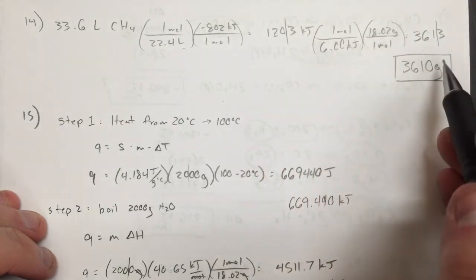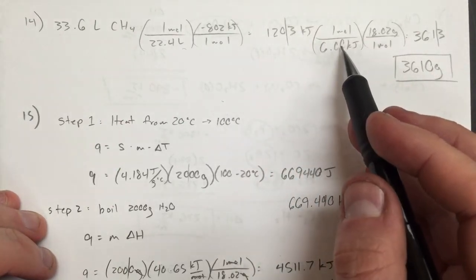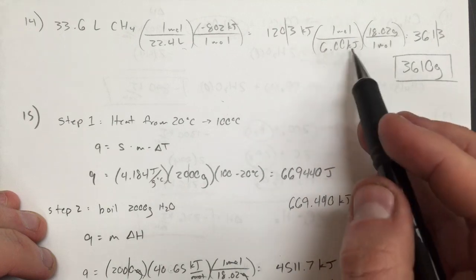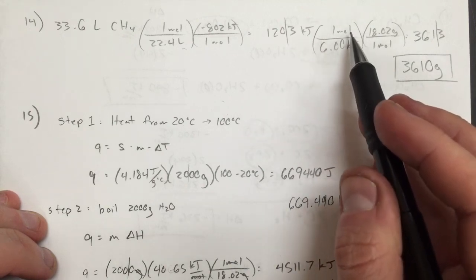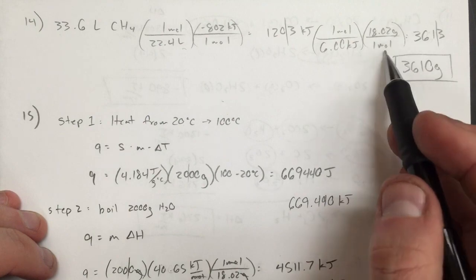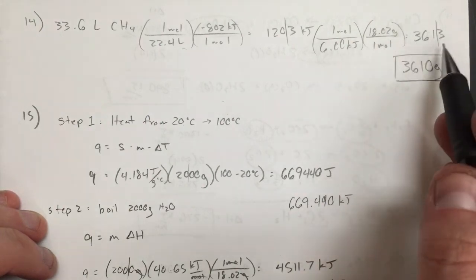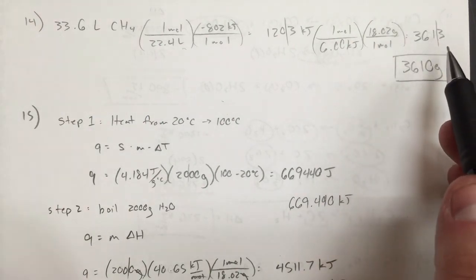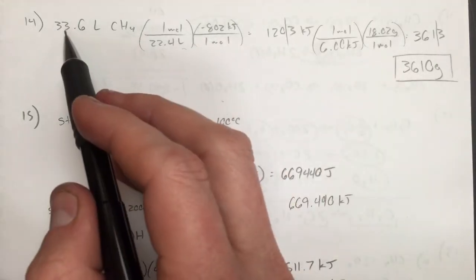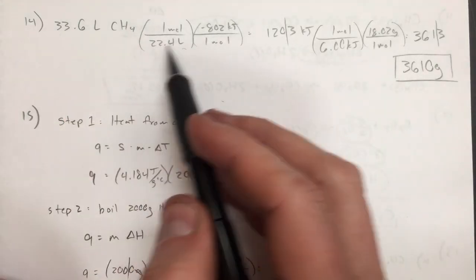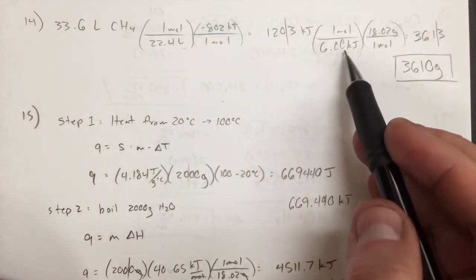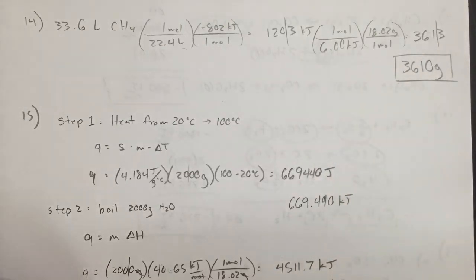and then we can convert that to grams by using the delta H of the reaction, because that needs 6.00 kilojoules per mole of water, and then since it asks for grams, we convert moles into grams, and we get 3,613, but it has 3 sig figs because the 33.6 has 3 sig figs, and also this does, and also that does, so it is rounded to 3,610 grams.